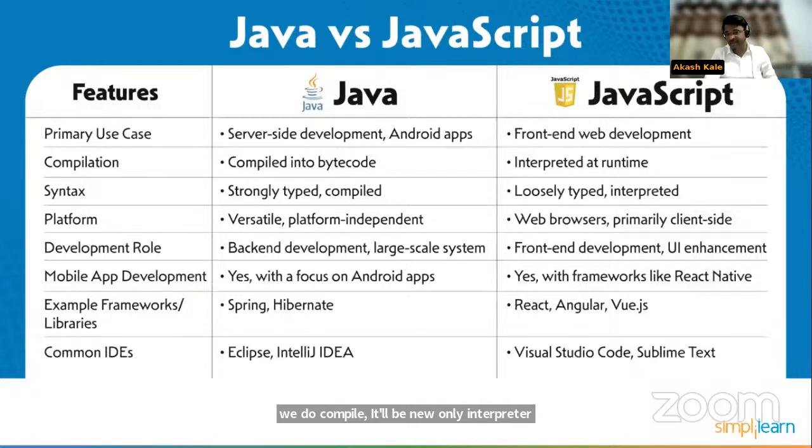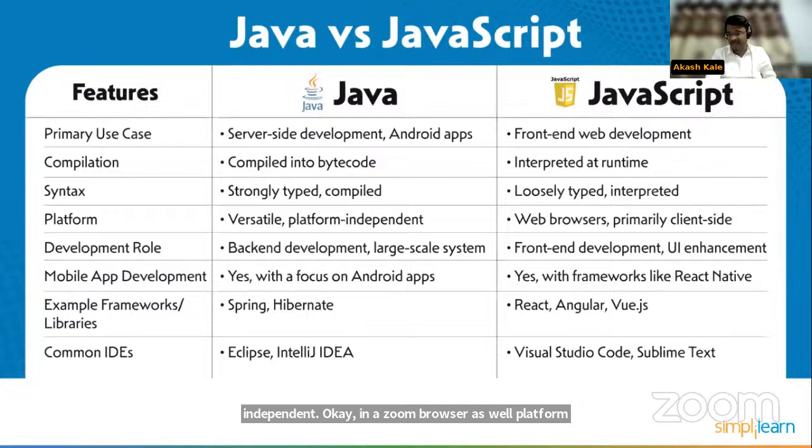Syntax: Java is strongly typed and compiled, JavaScript is loosely typed and interpreted. So Java is very strict, every syntax we need to follow properly. Very strict, very strong programming language. JavaScript is loosely typed, very simple. Platform independent. This is browser independent; in any browser as well as platform independent also, we can say.